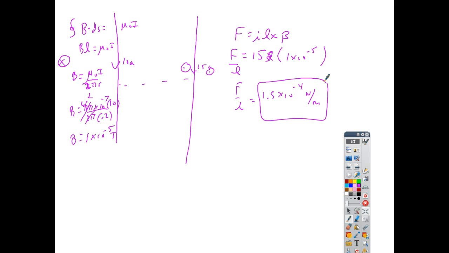Currents that are traveling the same way pull together. Currents that are traveling opposite directions push apart. Just as a general rule. You don't have to memorize that. Just use this cute little right-hand rule crud.